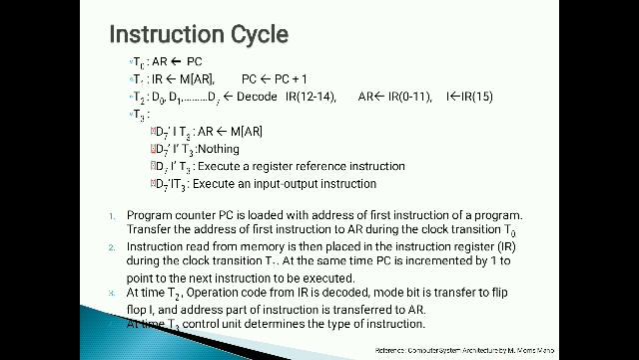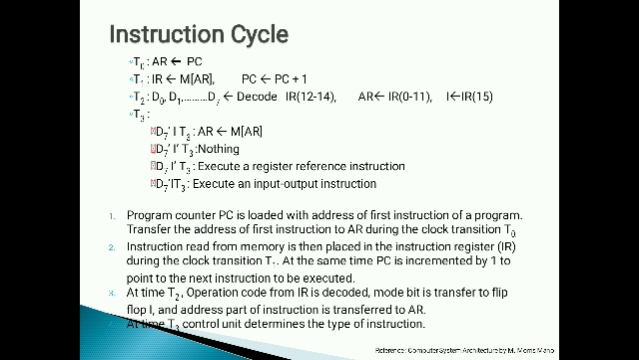Now at point 3, यानी कि 3 clock pulse में हमें क्या करना है, या कंप्यूटर को क्या करना है, opcode from IR is decoded. IR opcode is 3 bits, so there will be 8 opcodes, D0, D1, D2, D3, D4, D5, D6, D7. Mode bit is transferred to flip flop I and the address part of the instruction is transferred to AR.